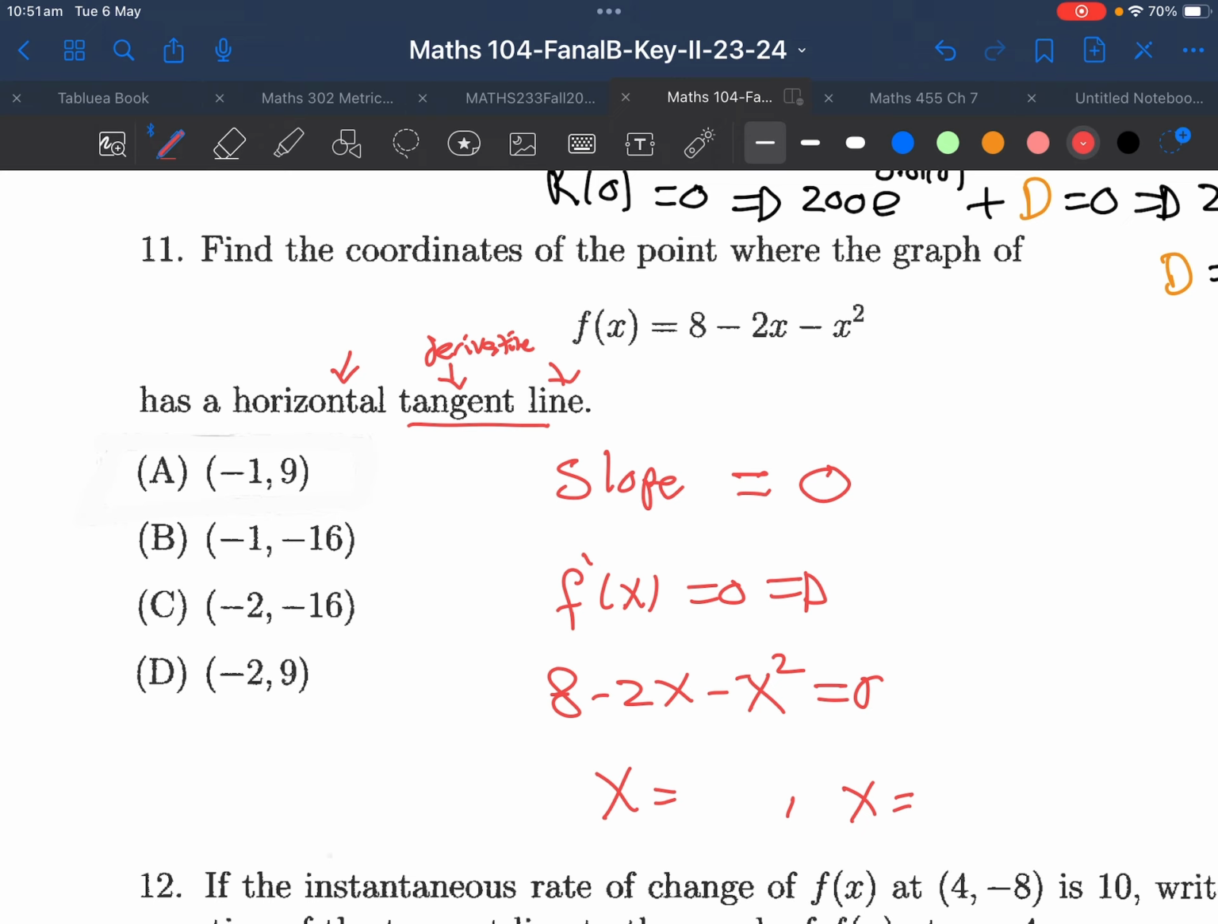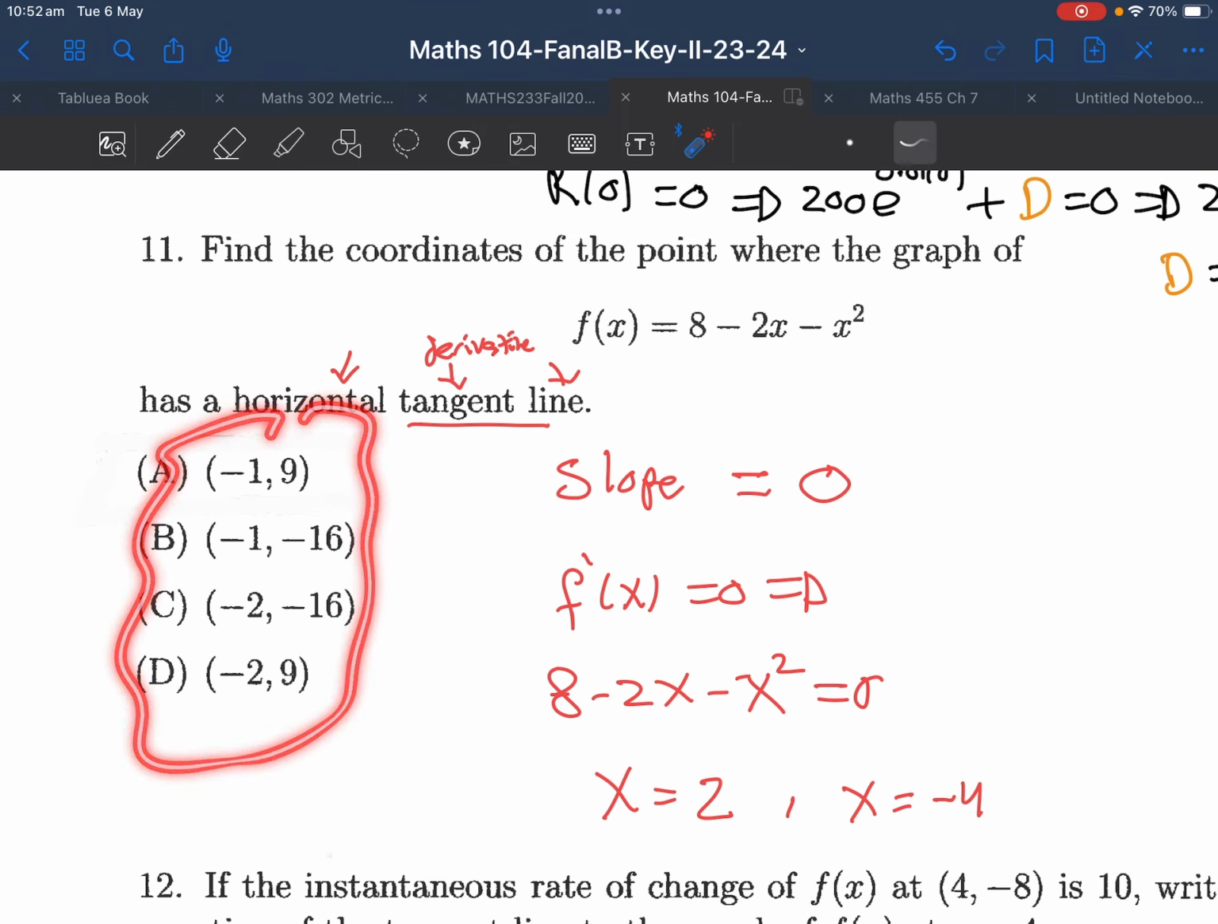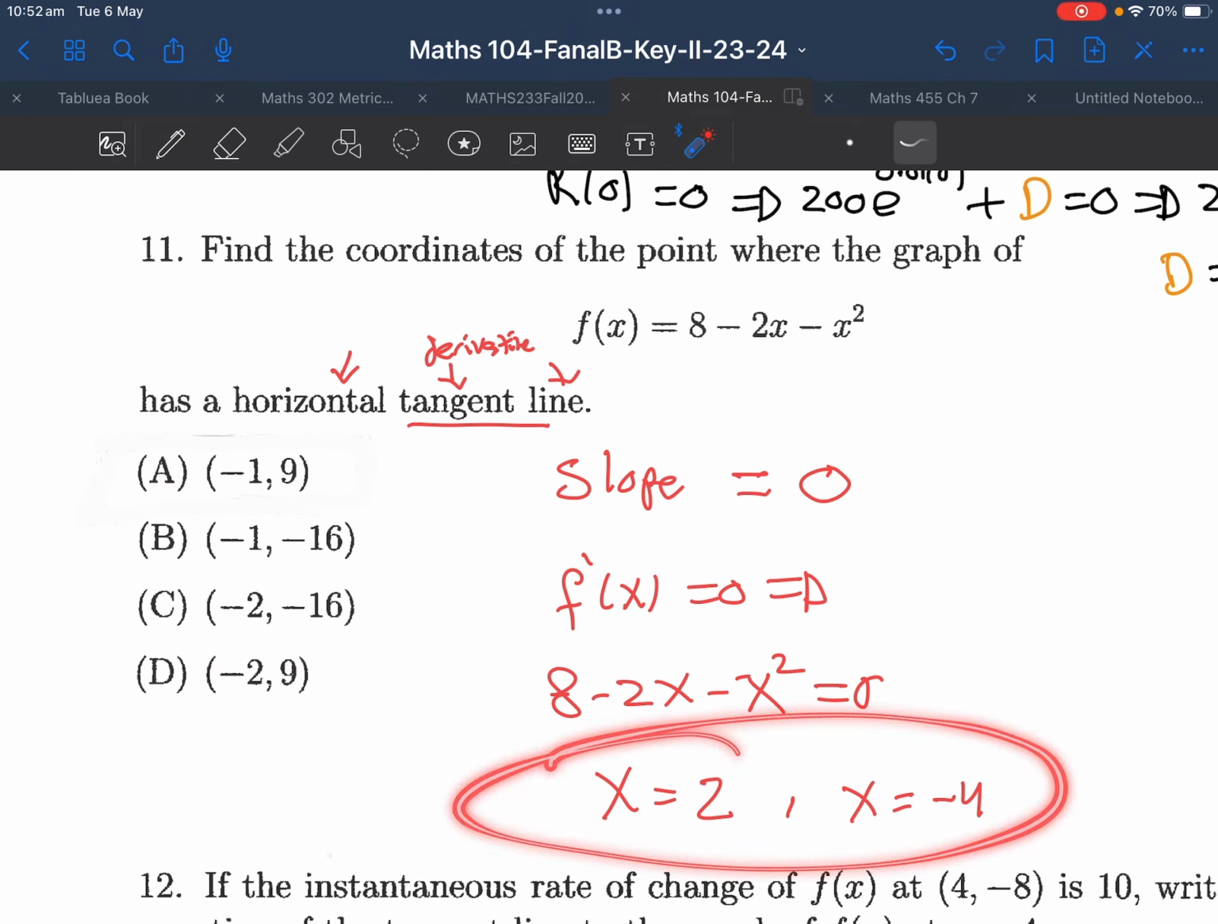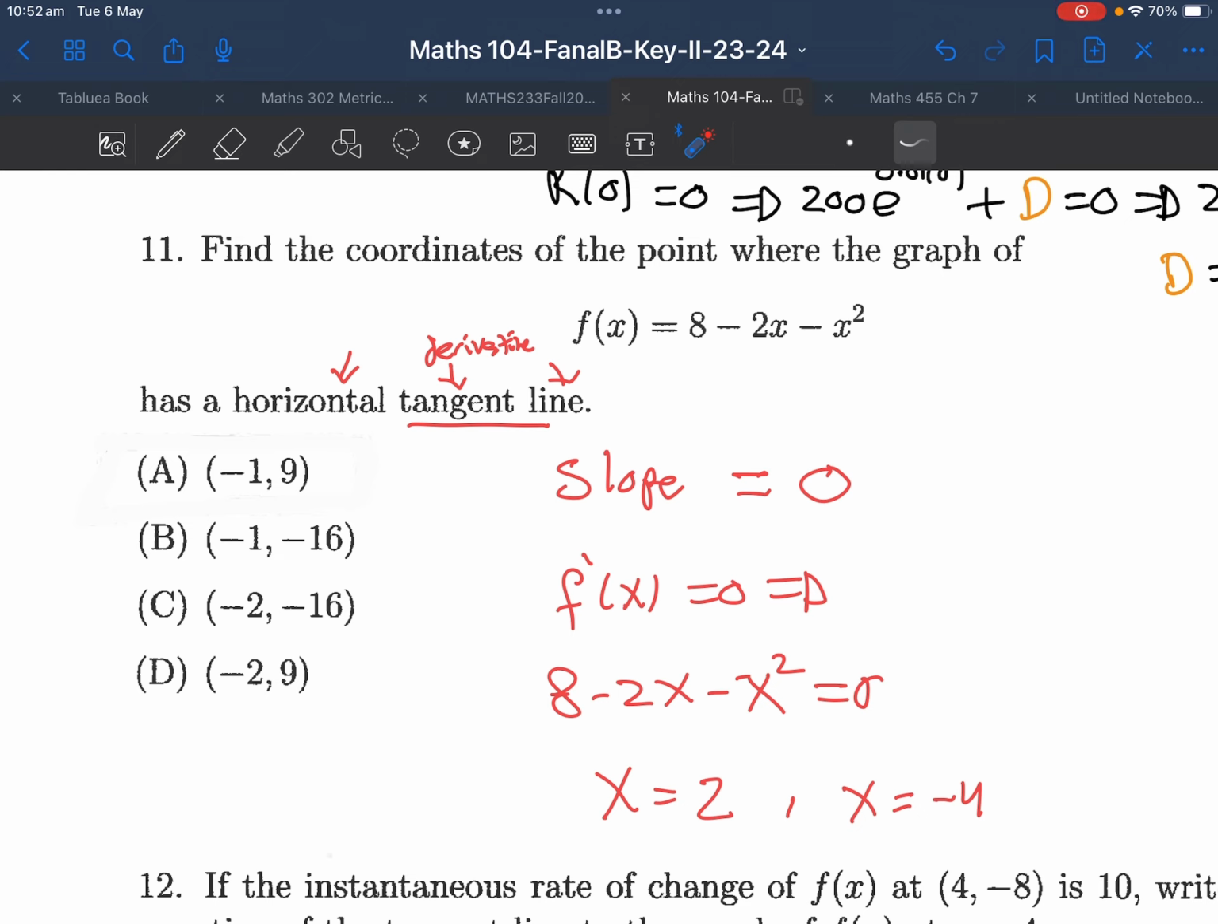And those answers are just, if we do it with the calculator, here we get 2. And we should also get negative 4. Now, can you see that none of these answers correspond to those? Okay, so we just leave this question. These are the answers that we should get.